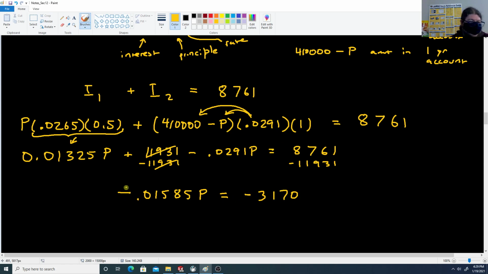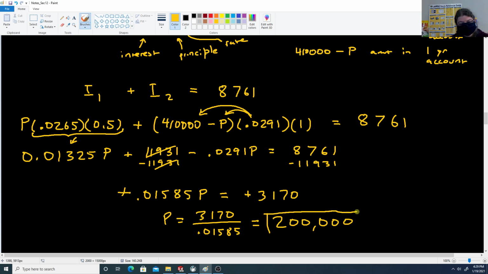Now, since both sides are negative, I can divide them by -1 and both sides would be positive, and we get P equals this number divided by 0.01585. So 3170 divided by 0.01585 is $200,000. So this is the amount that was invested at 6 months.